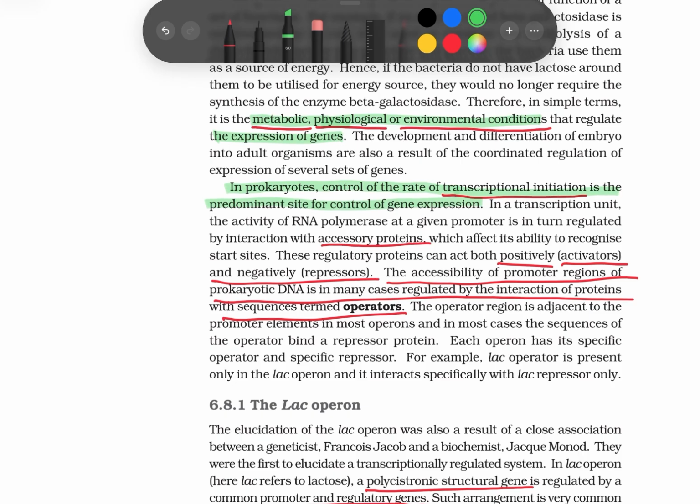Here we are taking lac operon. In case of lac operon also, we are discussing the control of the rate of transcriptional initiation, the predominant site. But when you go to RNA interference in biotechnology, that is at translational level. Here, lac operon is at a transcriptional level. And here there are certain regulatory sequences and accessory proteins. They may express as positive proteins, activators, or negative proteins, repressors. If they are positive proteins, that is positive regulation as well, which is beyond our discussion. If these are negative proteins, those are repressors. We are going to discuss the repressors.